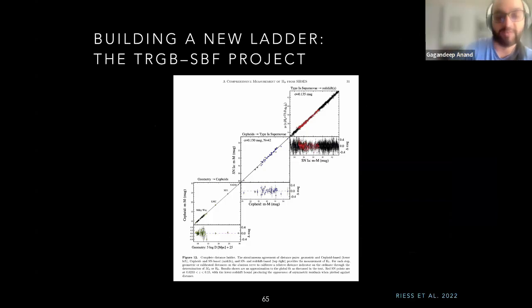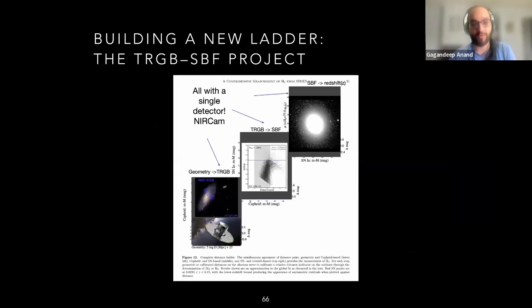And here's that SHOES distance ladder that you all have seen a number of times already today. The idea with the TRGB SBF project is to replace every single one of these pieces of this ladder. With the initial calibration, which right now we're doing with NGC 4258, but we'll include Gaia as well, we'll calibrate the absolute brightness of the TRGB. In the second rung, we're calibrating surface brightness fluctuations with TRGB. And in the final rung, we're going to measure surface brightness fluctuations out at large distances, which will allow us to derive the Hubble constant.